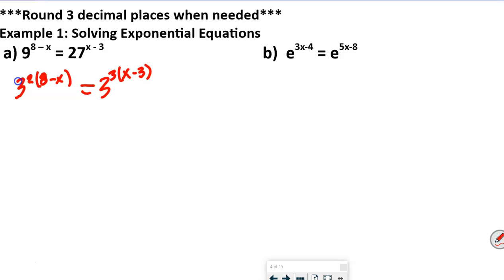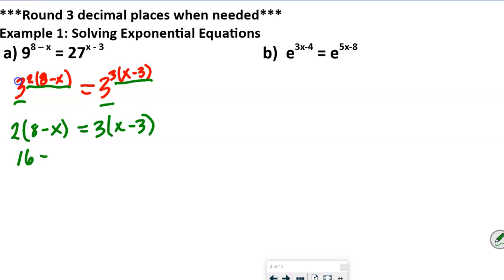So our goal, once again, is to get the same number here, okay? So once we have that, then we can take what was up here and set it equal to each other because we have the same bases. So this is going to be 2 times 8 minus x is equal to 3 times x minus 3. So I'm going to go ahead and multiply this. So this is going to be 16 minus 2x equals 3x minus 9.